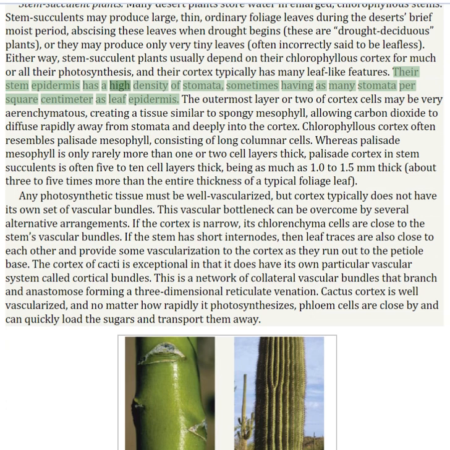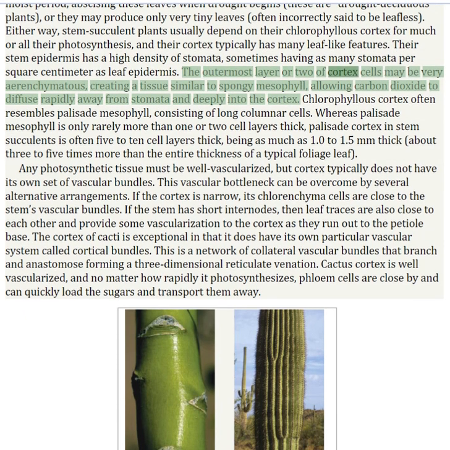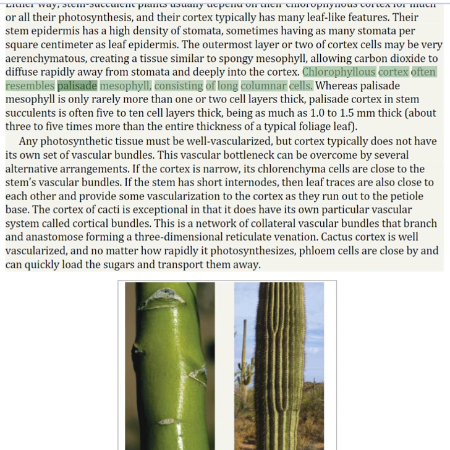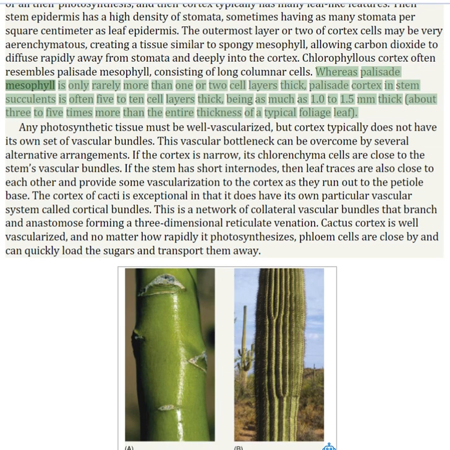Their stem epidermis has a high density of stomata, sometimes having as many stomata per square centimeter as leaf epidermis. The outermost layer or two of cortex cells may be very aerenchymatous, creating a tissue similar to spongy mesophyll, allowing carbon dioxide to diffuse rapidly away from stomata and deeply into the cortex. Chlorophyllous cortex often resembles palisade mesophyll, consisting of long columnar cells. Whereas palisade mesophyll is only rarely more than 1 or 2 cell layers thick, palisade cortex in stem succulents is often 5 to 10 cell layers thick, being as much as 1 to 1.5 millimeters thick.